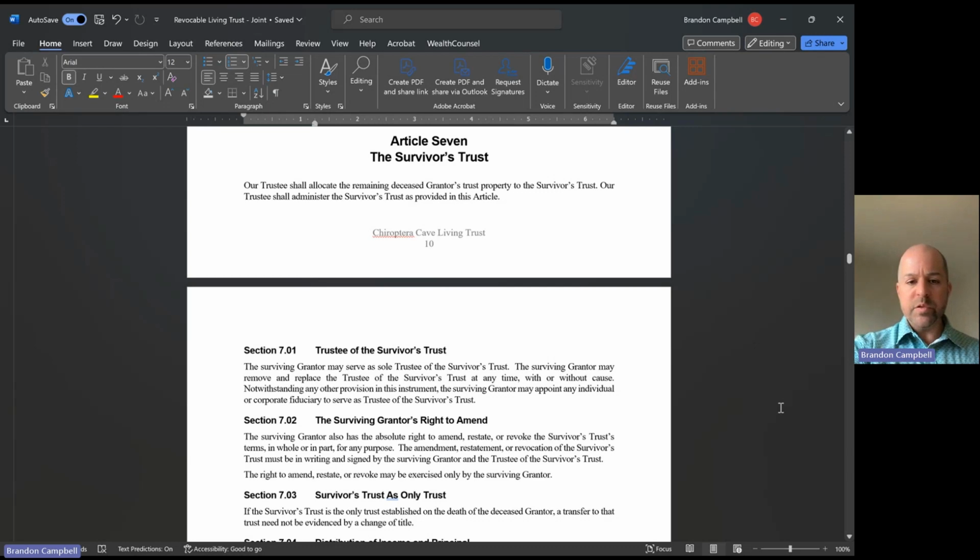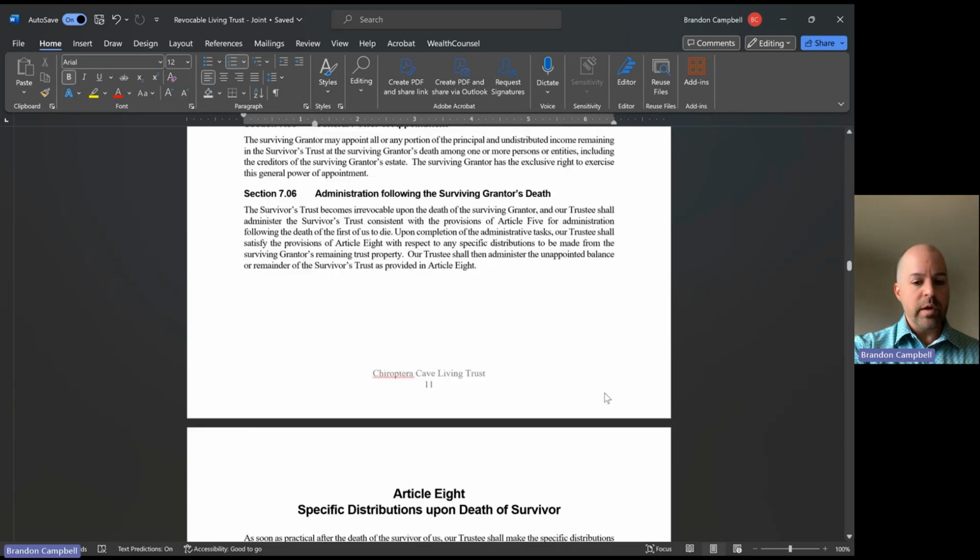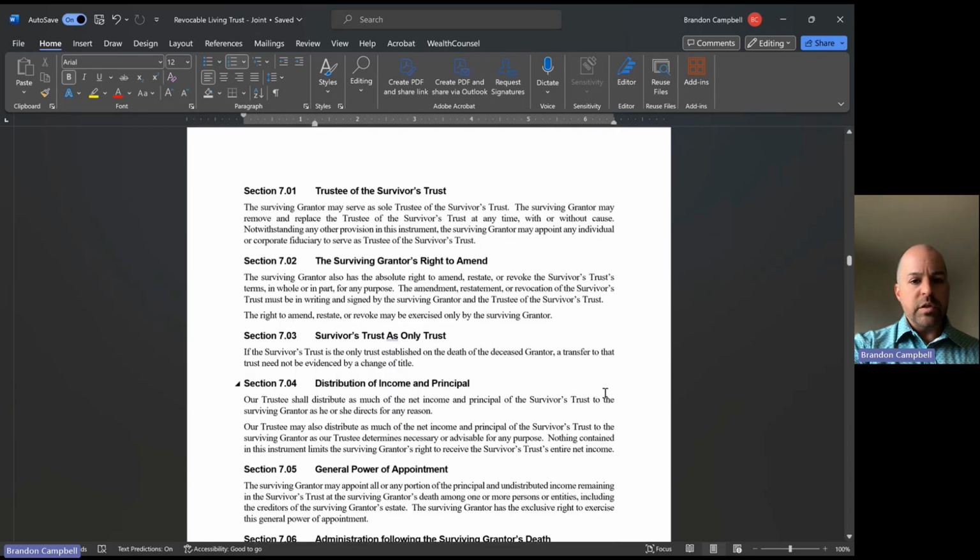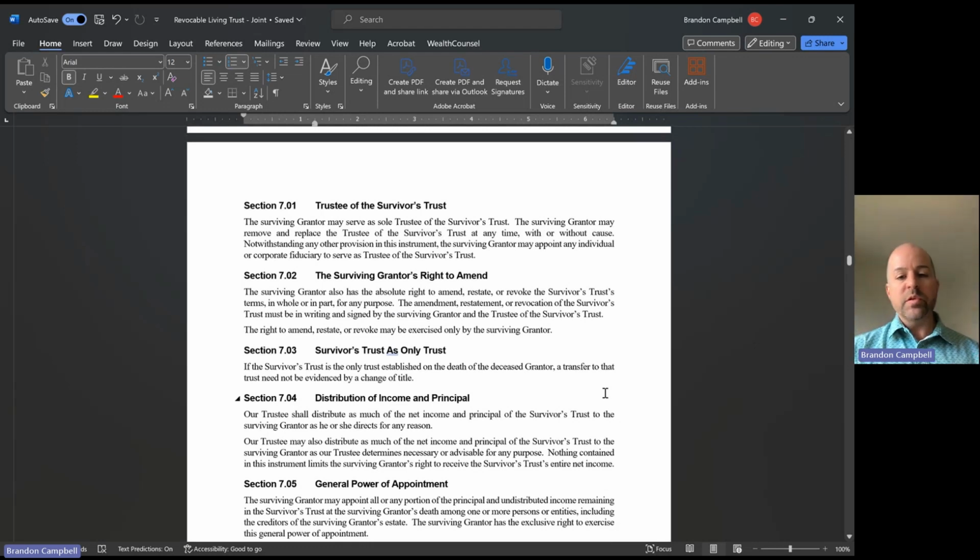So in a survivor's trust article, it's going to be fairly short and simple. Section 1, trustee of the survivor's trust is going to be you as the survivor. Obviously, this is going to be your money, your property. You continue managing it until you can't. Importantly, in a survivor's trust, whatever I'm leaving you, you continue having the power to change this trust.